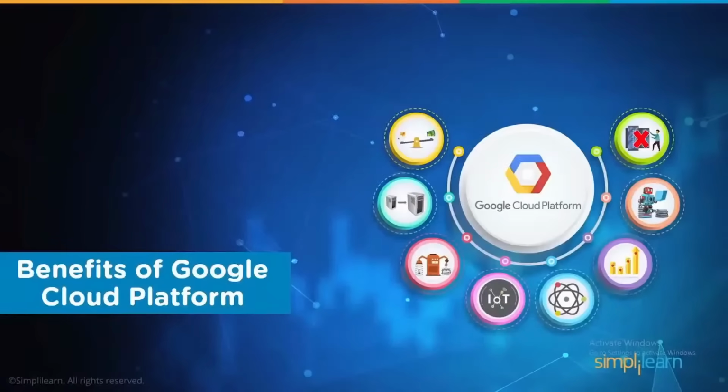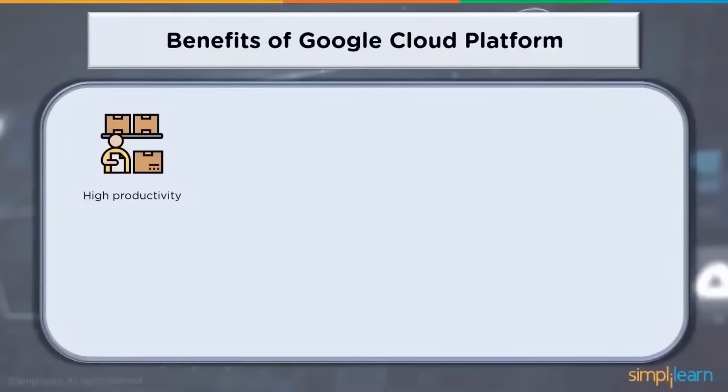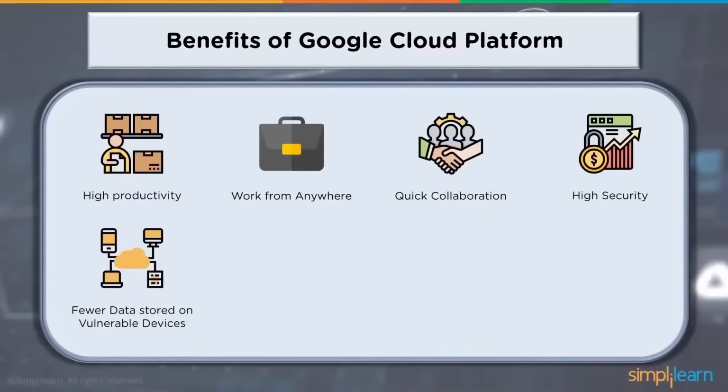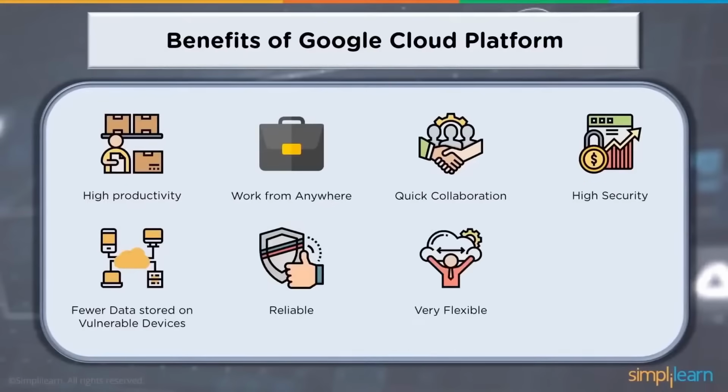Let's learn about the benefits of Google Cloud Platform, such as high productivity, working from anywhere, quick collaboration, high security, fewer data stored on vulnerable devices, reliable resources which can be used across the organization, across geographical regions, across countries. Very flexible, which allows organizations to scale up and down as the demand rises or as the demand declines. And cost-effective solutions for various use cases. These are some of the benefits.